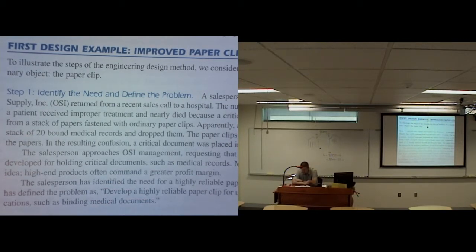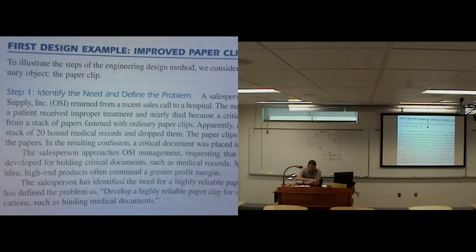So the nurse had 20 medical records, dropped the stack of 20 medical records that were held together with paperclips. The paperclips failed, the papers scattered all over the place, and the document that was scattered with the rest of them ended up in the wrong file when they picked it up and put it all back away. So they want to make a new paperclip for holding critical documents like medical records. And so essentially they're trying to build a new system for holding papers together. What does this system have to entail, right?